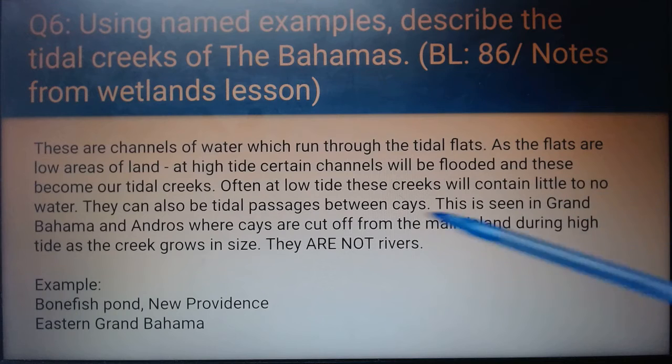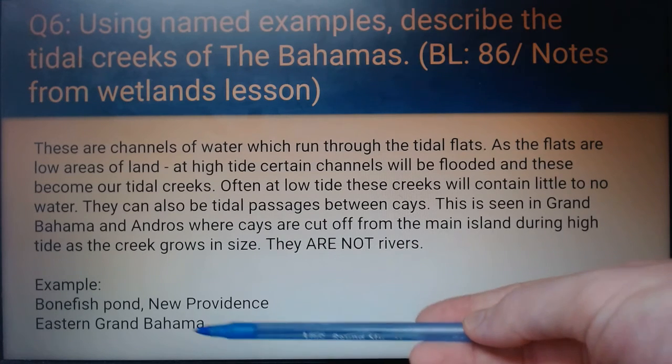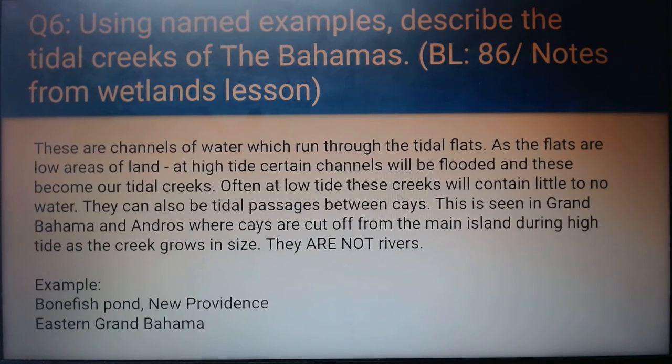They can also become passages between different keys. That's seen in Andros and Grand Bahama. We looked at some pictures of that. If you go back to our wetland lesson, find the video entitled Wetlands and you'll see those. I've given my examples down the bottom. You can very easily start with your examples or include them in your answer. It doesn't matter as long as they're present.